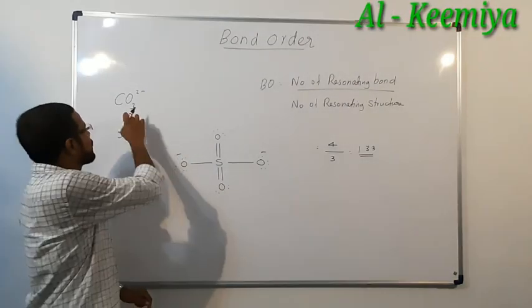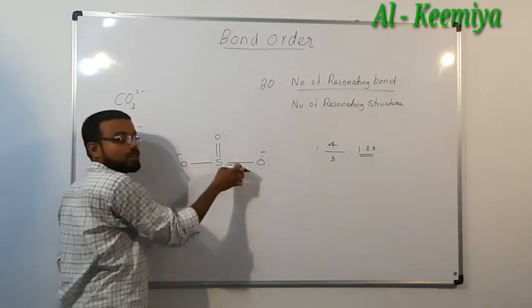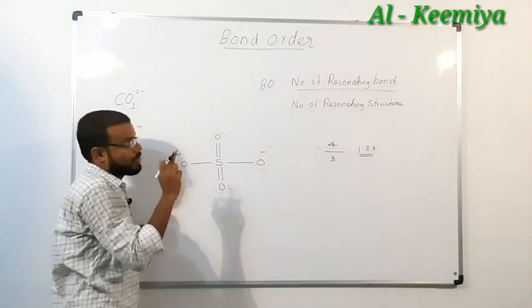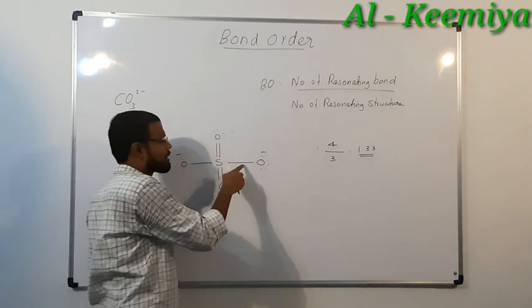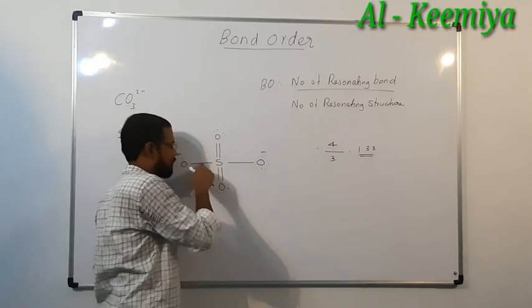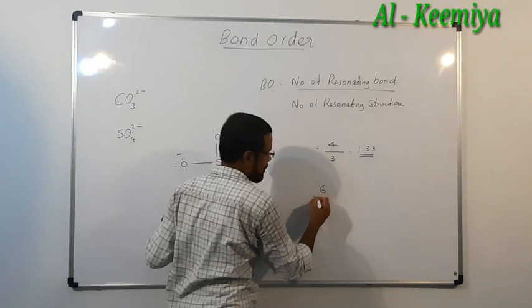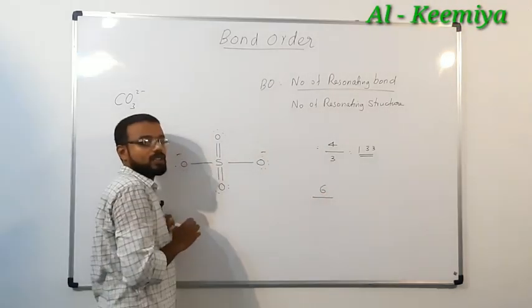See, 2 charge, 2 single bonds. Now here, total number of bonds is what? 1, 2, 3, 4, 5, 6. So 6 divided by total number of resonating structures.